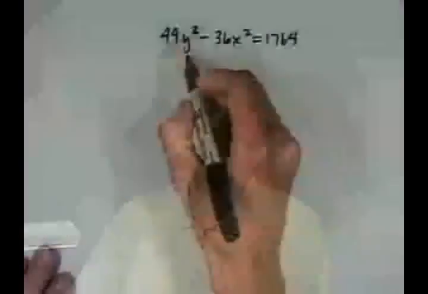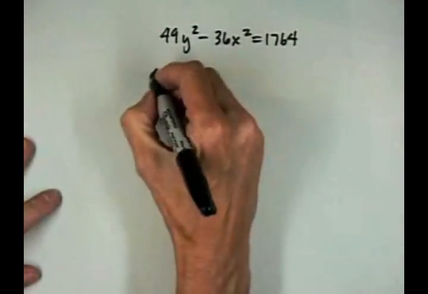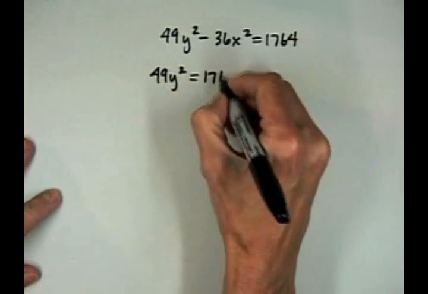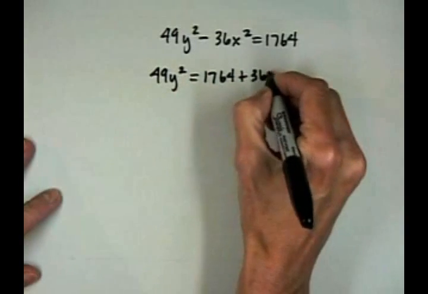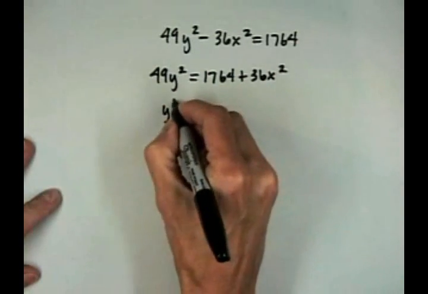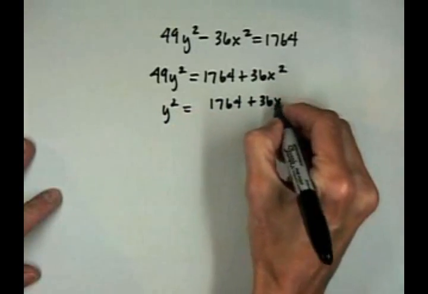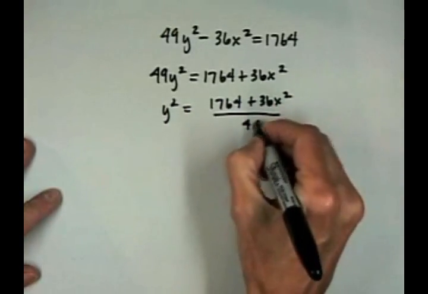What we want to do now is see how this particular graph looks on a graphing calculator. Again, in order to do so, I'm going to need to isolate y squared. I'm going to add 36x squared to both sides and divide by 49. So 1764 plus 36x squared over 49.